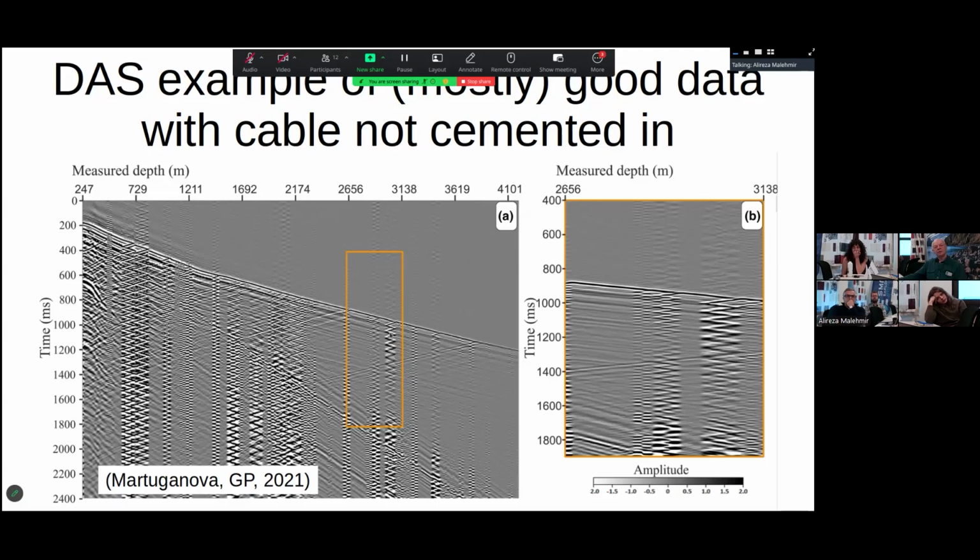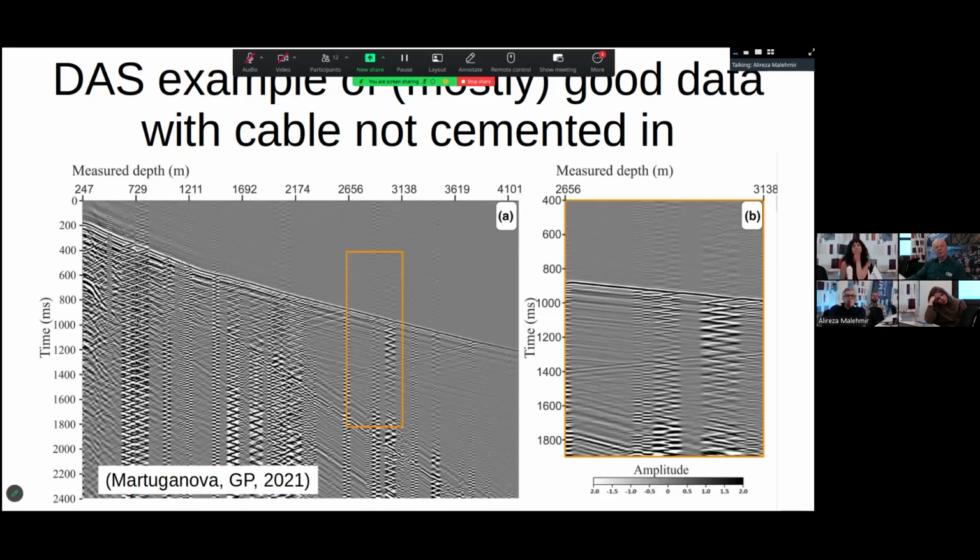And they attributed this pattern that we see here to a wave just propagating up and down within the cable. You see that the slopes of these arrivals here are less than the tube wave slope. So it's not tube waves propagating up and down. It's actually a wave propagating up and down the cable.